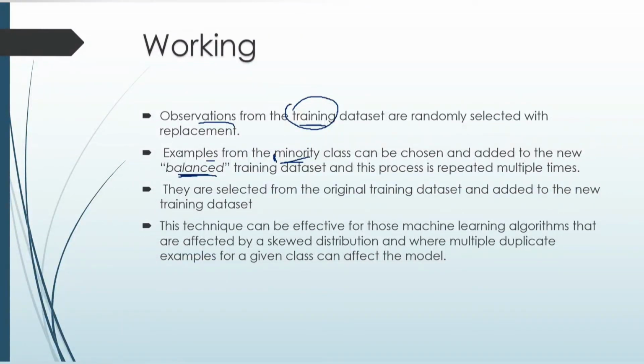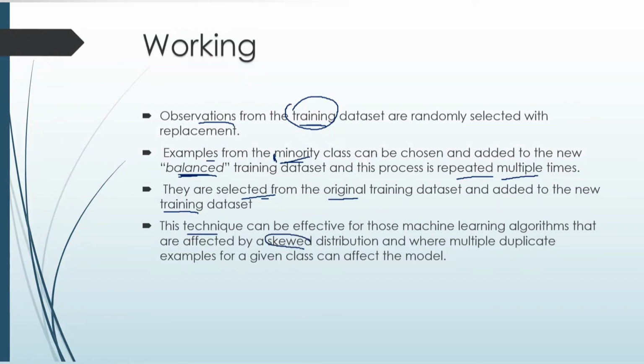We will use the balanced training data set on which we have applied the random oversampling technique, and this technique will be repeated multiple times until the number of samples of both majority and minority class is equal. They are selected from the original training dataset and added to the new training dataset, which has balanced observations of both classes. This technique can be effective for those algorithms that are affected by skewed distribution.